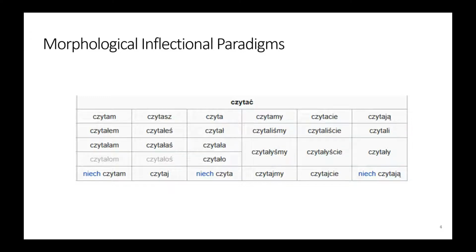So if you think about in English, a verb like read, we can have forms read, reads, reading, read, just 4 forms. Here's a Polish verb for read, which has many more forms than that. And so learning all of these inflectional forms is quite complicated.